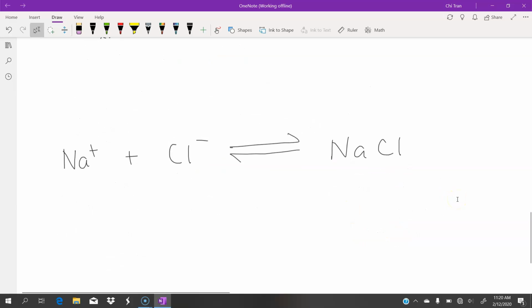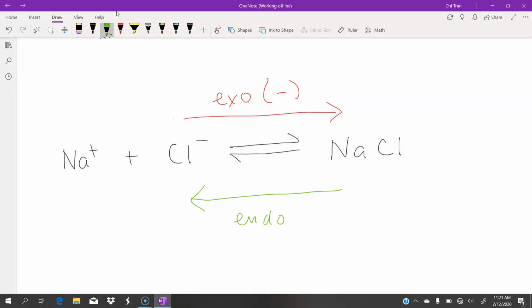And lastly, it's a forming or breaking of a bond. So in this direction, if we were to look this direction, we have a forming of a bond. So it's an exothermic reaction because as more bonds are formed, there's a release of energy. And in the opposite direction, it's an endothermic reaction because when bonds are broken, it requires energy to break those bonds.